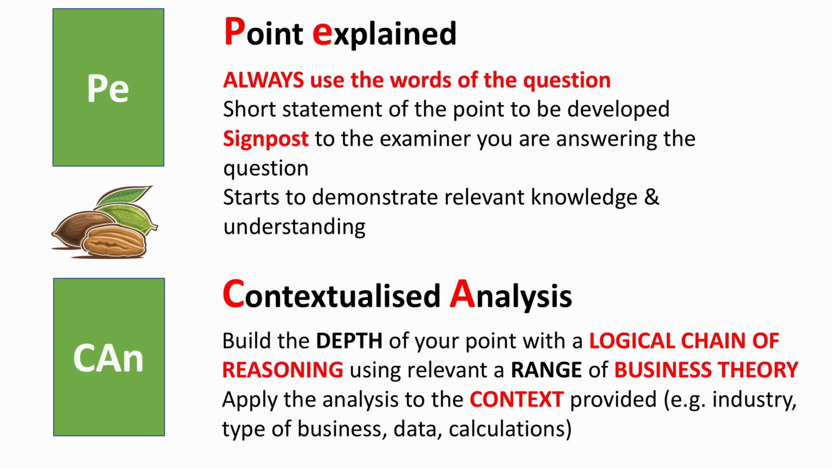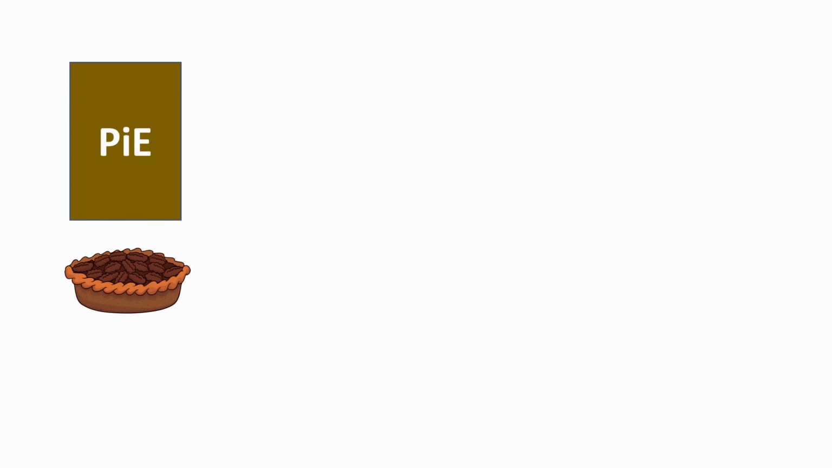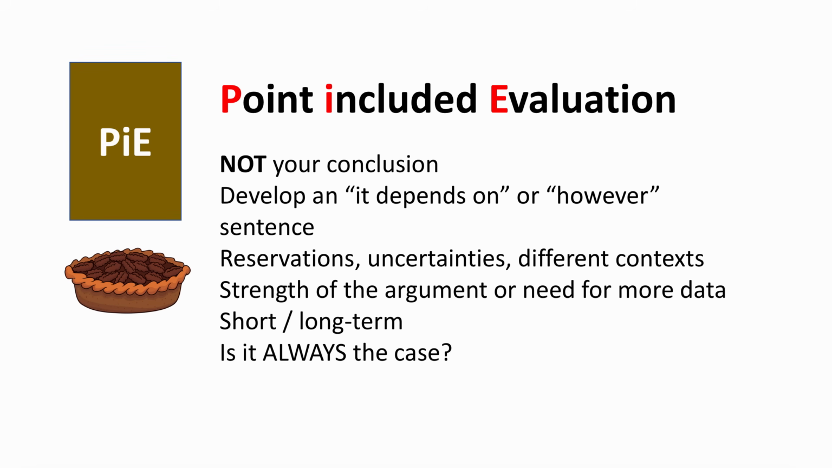For questions that require evaluation, the key is to evaluate throughout your response, including the conclusion, and we do that with PIE, which stands for Point Included Evaluation. Now, this slice of pie at the end of the PeCAN is not your conclusion. That's what you need to develop at the end of your response. However, the point included evaluation is a great way to show the examiner that you are considering the evaluative issues raised by the question throughout your response.